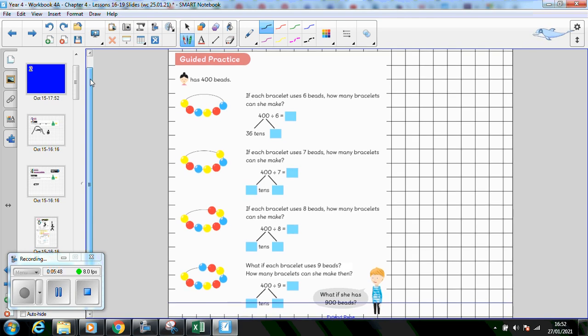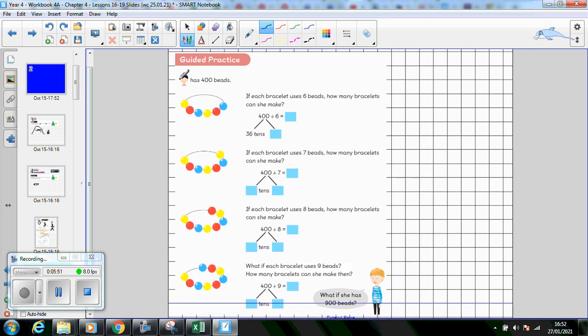Today's In Focus, I think that's Ruby. She has 400 beads. The first thing we're being asked is she's going to make some bracelets. If each bracelet uses 6 beads, how many bracelets can she make? If you're not sure of your 6 times table knowledge, you'll need to write out your 6 times table. 6, 12, 18, 24. And then, they've given us a clue. They've told us that 36 is in the 6 times table. It's one of my favourite square numbers. Yes, 6 times 6 is 36.